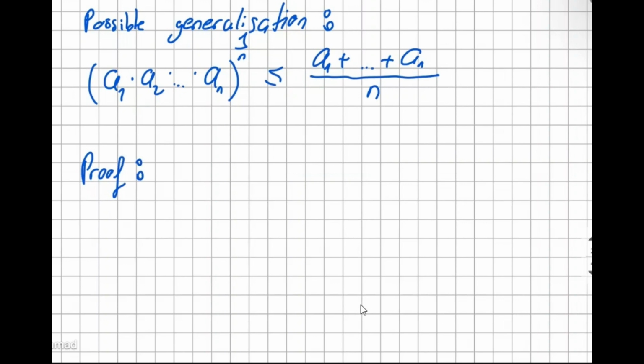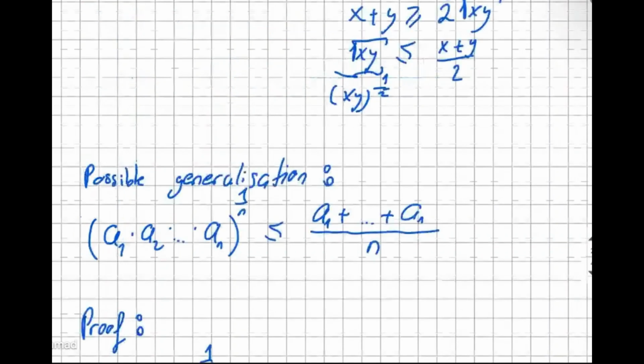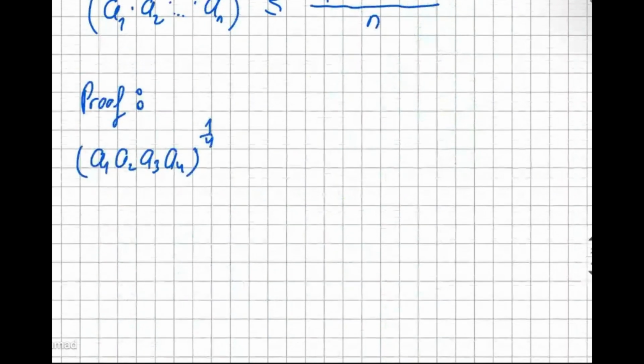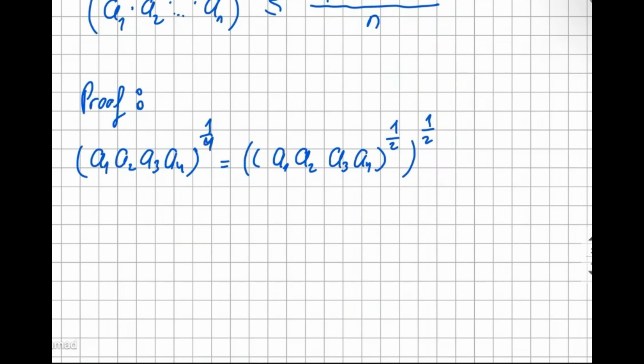Our strategy will be to first prove this only for certain kinds of n's. So let's take a look at, for example, a1 a2 a3 a4 to the power of 1 over 4, and try to use the AM-GM inequality that we established for the case n equals 2 and apply it twice. So this is the same thing as a1 a2 a3 a4 to the power of 1 over 2, and then to the power of 1 over 2 one more time.